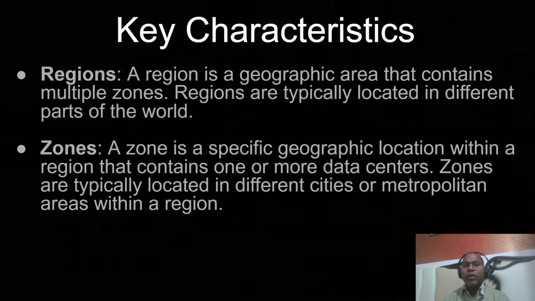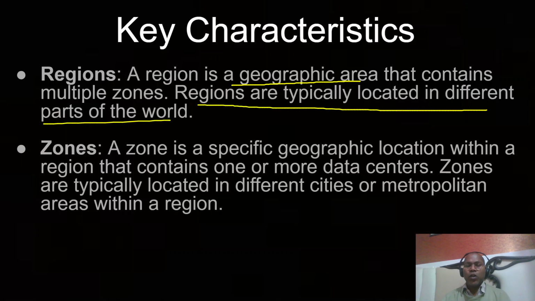So let's talk about what the key characteristics we understand. One is the region. A region is a geographical area that contains multiple zones, and regions are typically located in different parts of the world. In the first slide we looked at the overall world map, and all of those are the different regions Google supports. Each region has multiple zones, typically three or more.